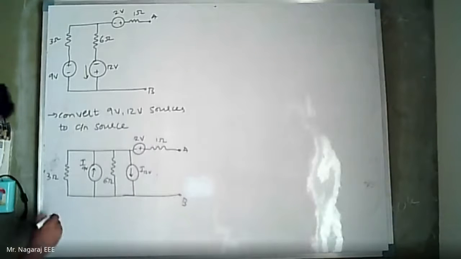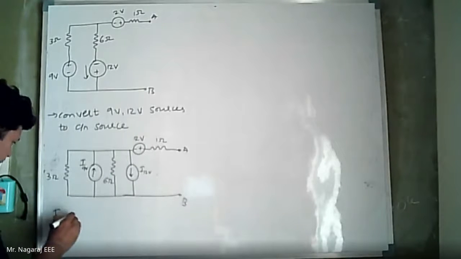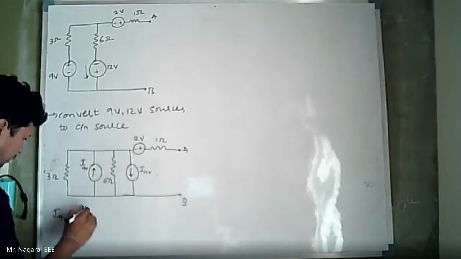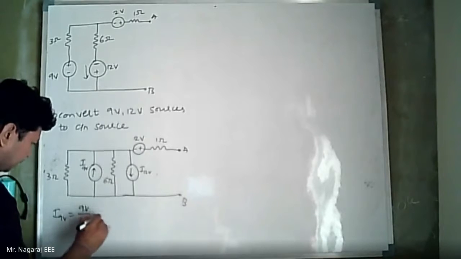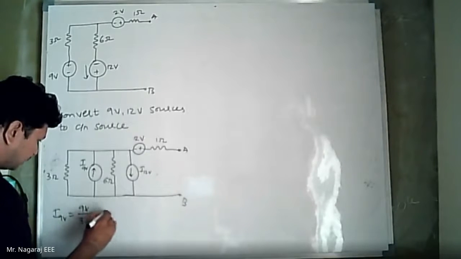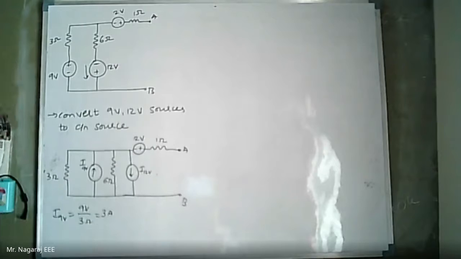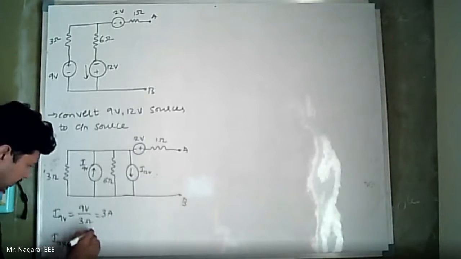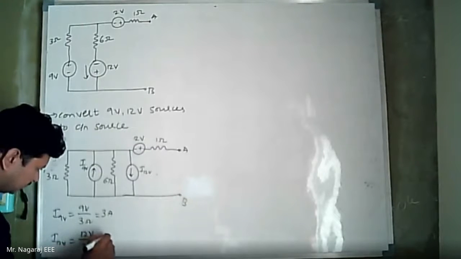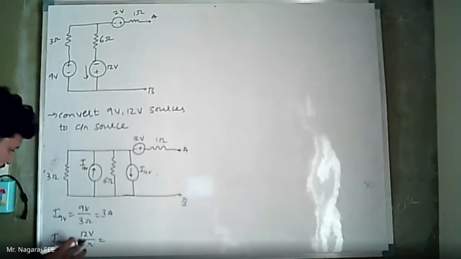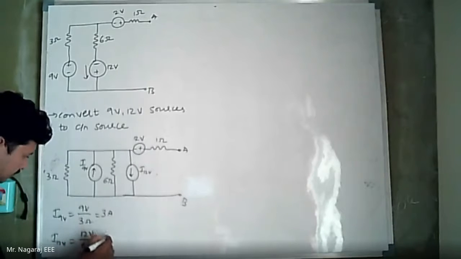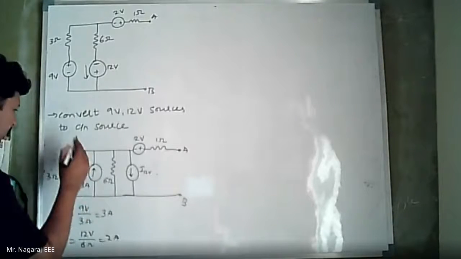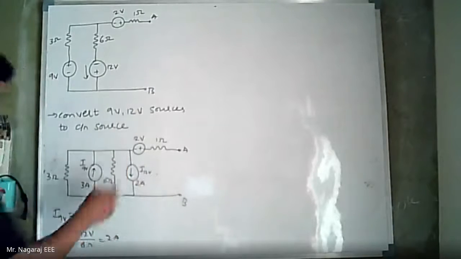Now, what is I 9 volts? It is equal to the voltage value of the source divided by resistance. So, it is 9 volts divided by 3 ohms, which is equal to 3 amperes. What is I 12 volts? Voltage value 12 volts divided by resistance, sorry, 6 ohms, 2 amps. So this is 3 amps flowing upward, 2 amps flowing downward.